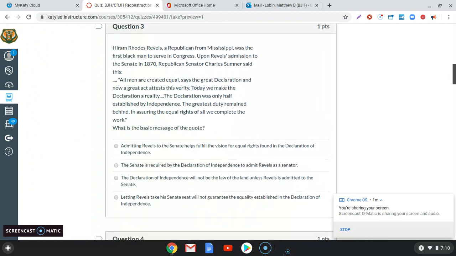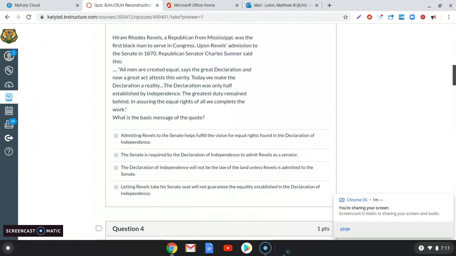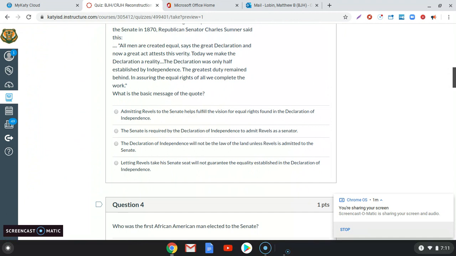What is the basic message of the quote? Admitting rebels to the Senate helps fulfill the vision for equal rights found in the Declaration of Independence. The Senate is required by the Declaration of Independence to admit rebels as senator. The Declaration of Independence will not be the law of the land unless rebels is admitted to the Senate. Letting rebels take his Senate seat will not guarantee the equality established in the Declaration of Independence.